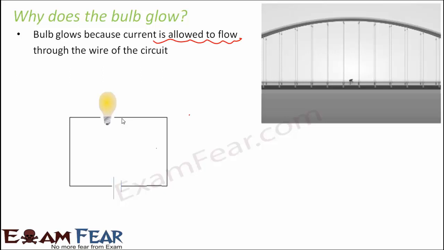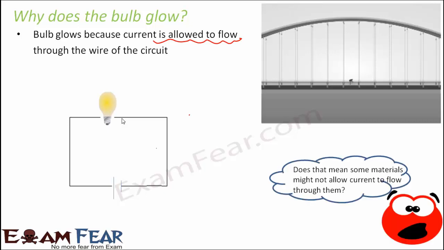So the bridge is there, the path is there, but it is not allowed to move on that bridge, or it is not allowed to cycle on that bridge. So in that case also, the cyclist will not be able to cross the bridge. But in this case, the circuit is closed, but still the bulb would not glow. So this means that there might be some materials which might not allow current to flow through them. Yes, exactly. So it is not necessary that all materials allow current to pass through them, and therefore in electric circuits we make use of such materials which allow current to flow through them.